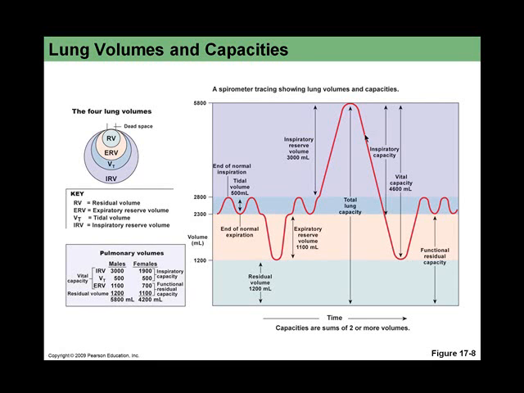The inspiratory capacity is, of course, the total amount that you can expire from a resting expiration.